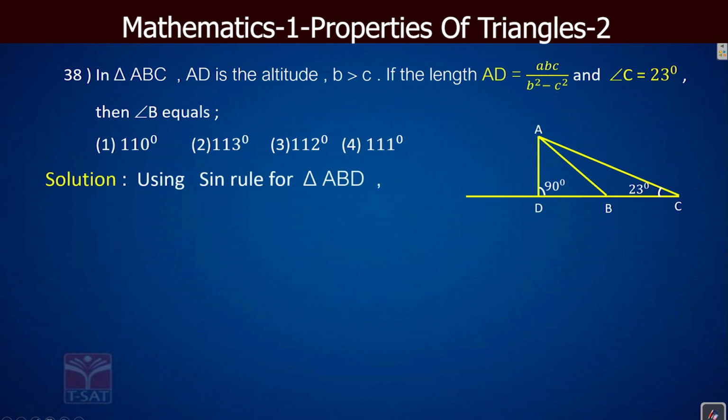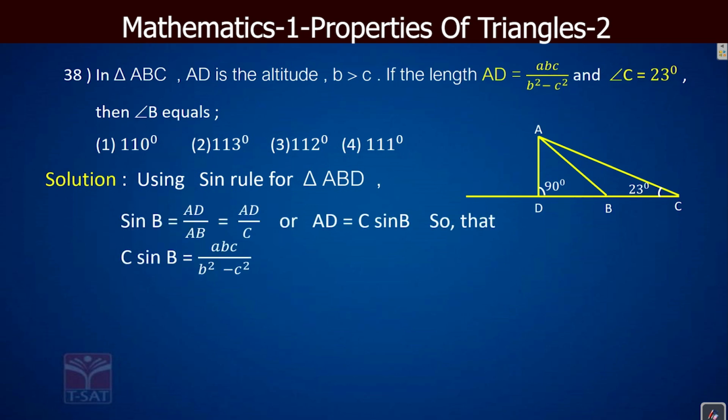Now come on, see the diagram. Using the sine rule for triangle ABD, where AD is the altitude, for the triangle ABD, you will get sine B is equal to AD by AB, that is AD by c, or AD is equal to c sine B, so that c sine B is equal to AD, but AD you are given as abc by b square minus c square. So therefore, c sine B is equal to abc by b square minus c square. c cancels, and for a, b write 2R sine A, 2R sine B, so that you will get sine B is equal to sine A sine B by sine square B minus sine square C.